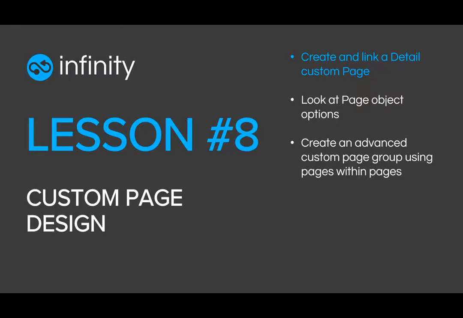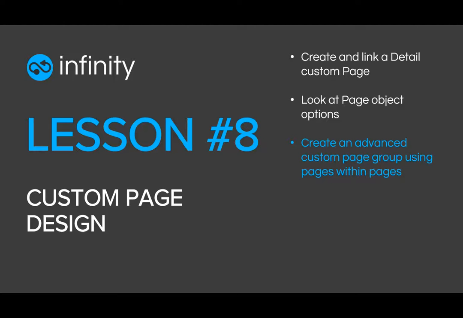We're also going to look in a bit more detail at the page objects. We did see these in lesson 7 when we were creating our custom page. We're just going to look at some of the options that you have. And then lastly, we're going to create an advanced page group, which makes use of pages that you've already created within pages. Okay, that'll make more sense when we actually get around to it. So I'm not going to go too much into it now.